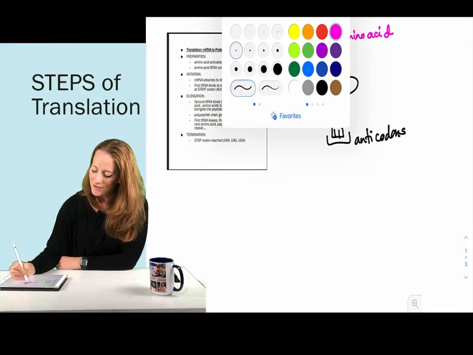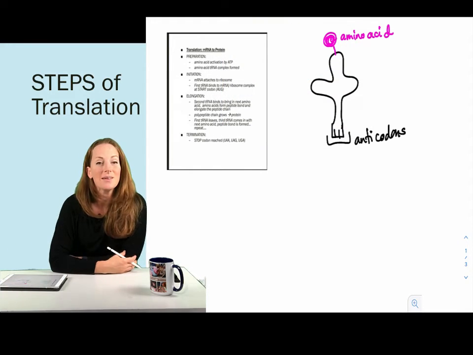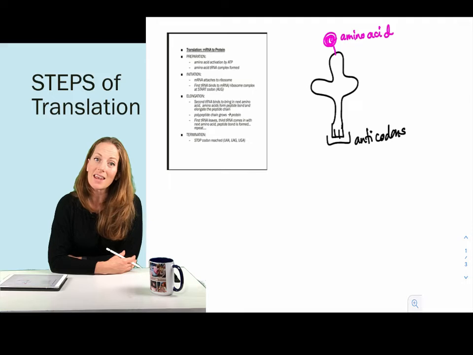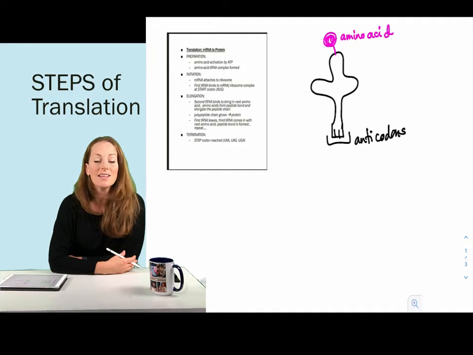So this is first going to be activated using ATP, so this requires energy. So the amino acid is activated and then it can bind to the tRNA. The tRNA then is ready.